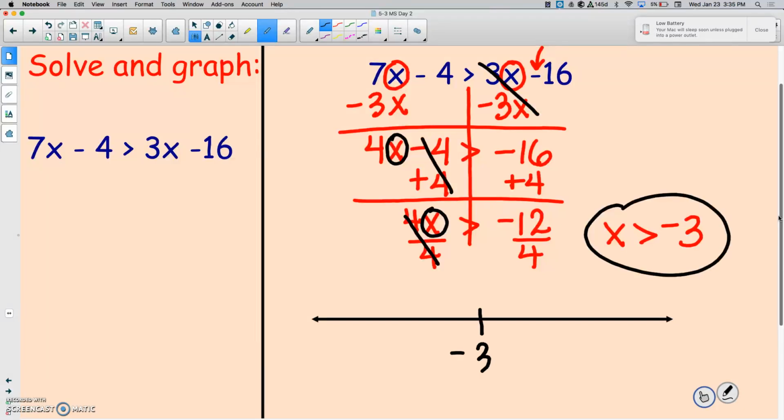On the number line, I'll start with negative 3. Greater than is an open circle, and numbers are greater to the right. So I draw my array with an open circle to the right, and then two numbers to the right of negative 3 would be moving closer to 0. So in the positive direction, negative 2 and negative 1.